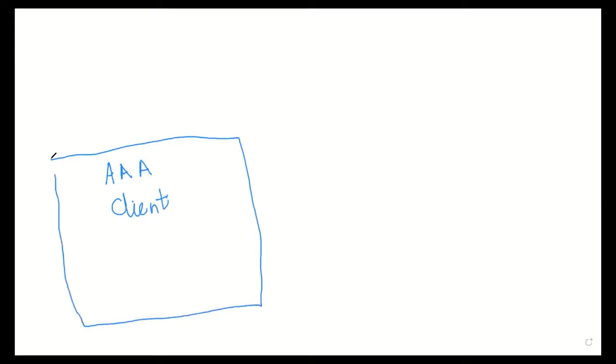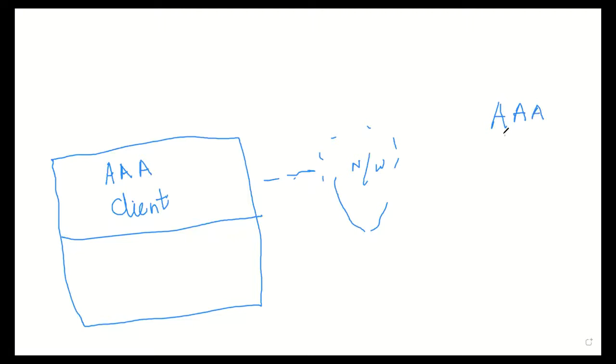Let's say this is an AAA client. This node is an AAA client. Typically such a client is embedded in some other node, which we'll see shortly. And let's say this is the network. And let's say you have what is called the AAA server. This guy is the AAA server.